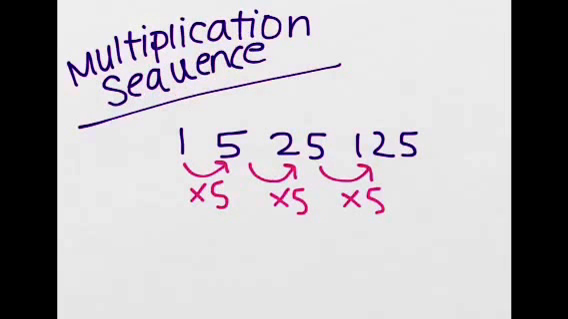There's also another type of sequence called the multiplication sequence. As you can guess, the multiplication sequence is where you multiply by the same amount every time to get the next term. So we start off with the first term of 1, and then we multiply by 5 to get the second term of 5. Then we take 5 and multiply by 5 to get the third term of 25, and we keep doing that.